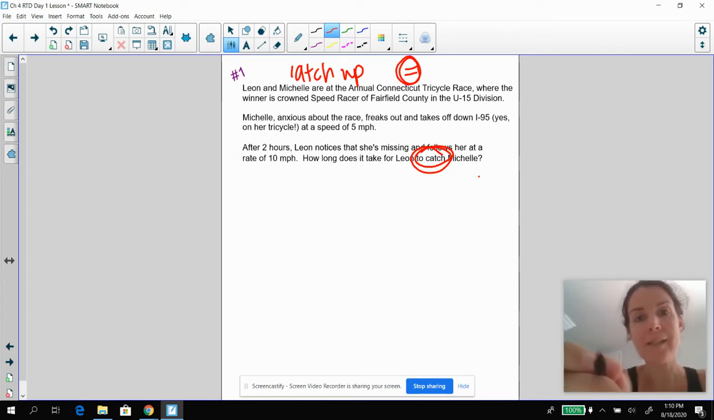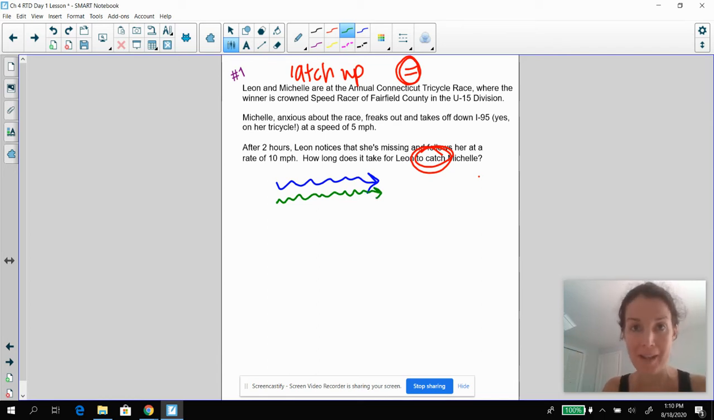So we're going to set the distances equal. What that means is we've got Michelle who's running a certain distance, and she's going this way. Then Leon is like, I've got to go catch her, so he's going to run. And by the time he eventually catches her, their distances are the same. Their distances are going to be equal.